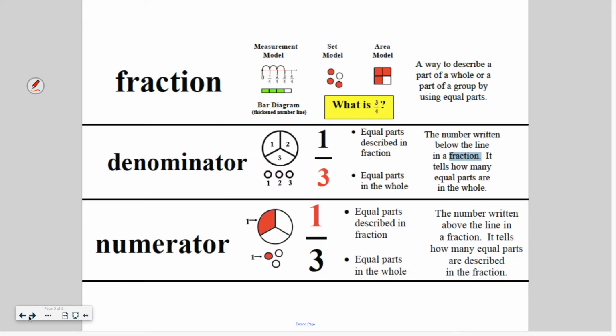So we'll review our vocabulary. A fraction is a part of a whole. The denominator is the bottom number, and it tells how many equal parts are in the whole. The numerator is the top number, and it tells how many equal parts are described in that specific fraction, or how many of the whole are being used. 1/3 in this example.